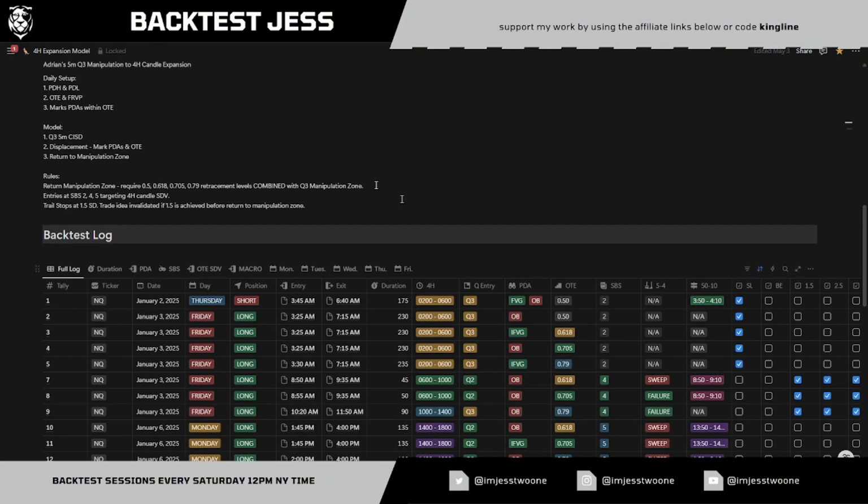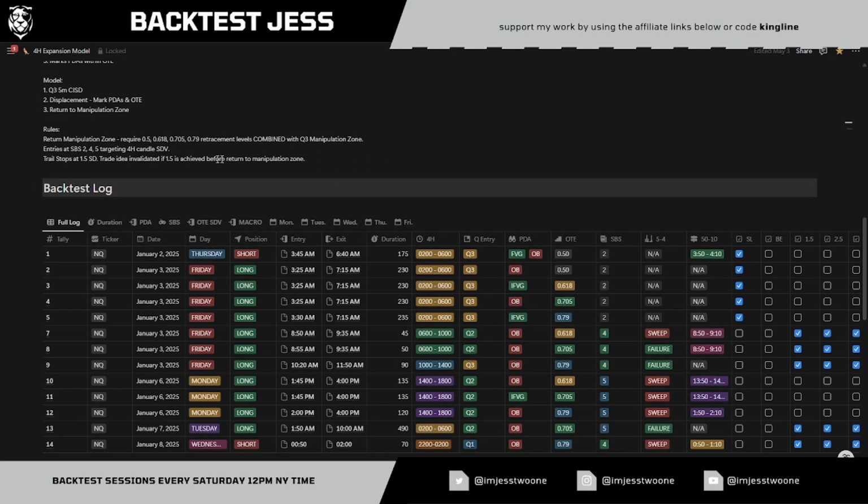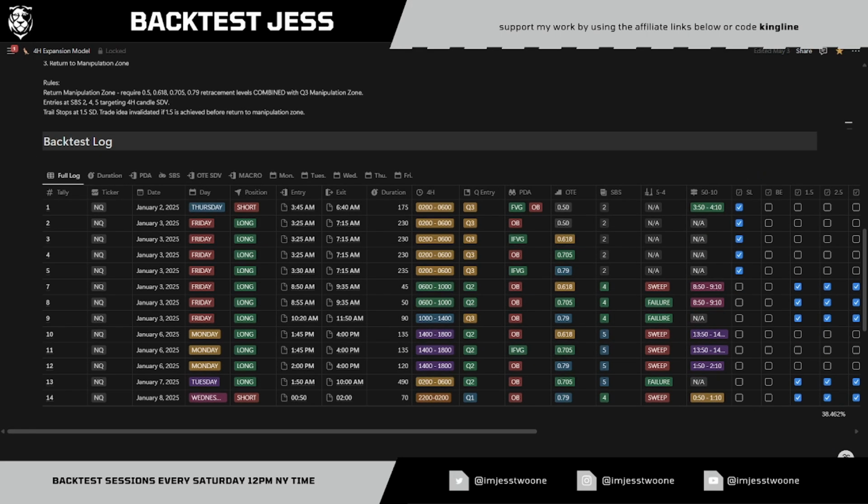Alright, so the rules apply as such for trade management. We are just trailing our stops once 1.5 SD occurs. If 1.5 SD is reached before we have a return to the manipulation, that invalidates the trade.